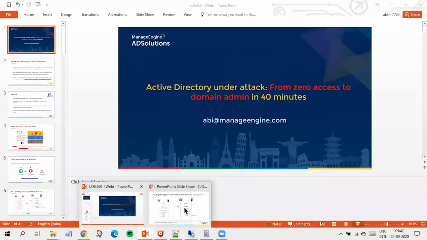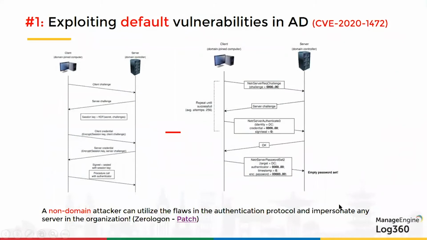All right, so that's the first attack that we have here, the default vulnerability within AD, where an external user, that's right, a user who's not a part of the domain, can basically authenticate himself or herself as any server within the network. The only prerequisite for this attack is that the user has to be connected to the organization network. That's it. The user does not have to be a part of the same domain.